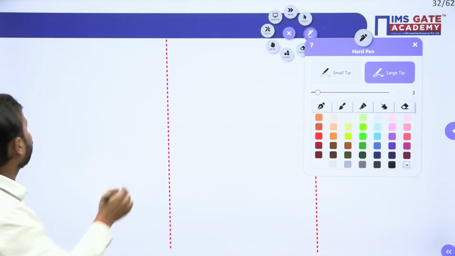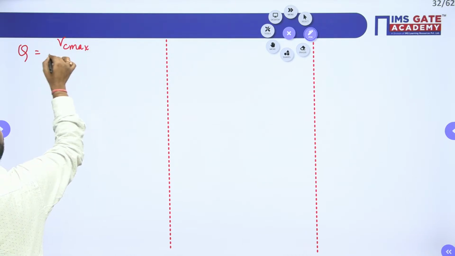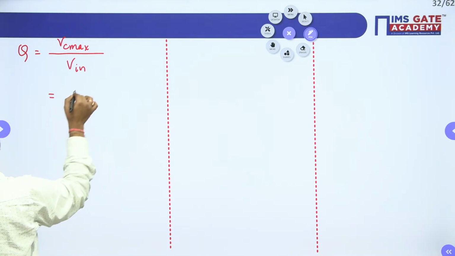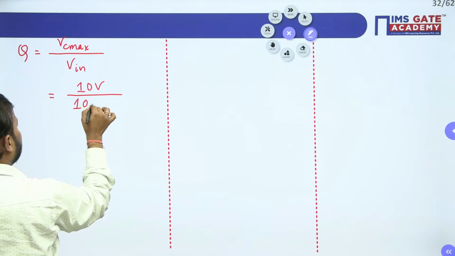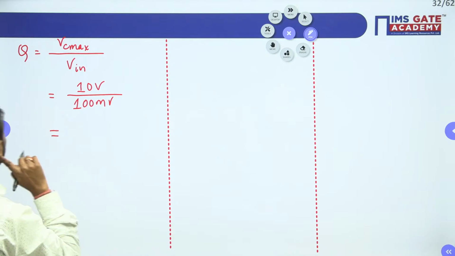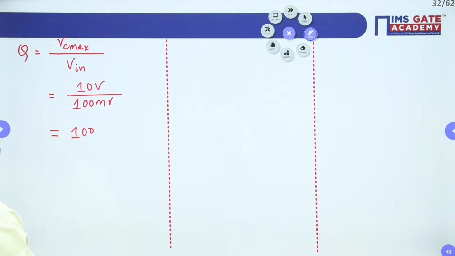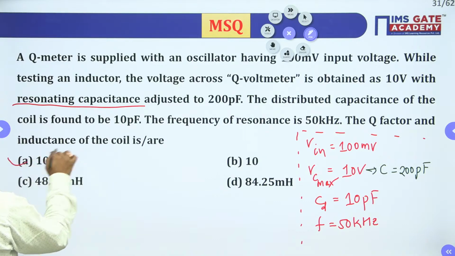Now see, the Q factor will be equal to Vc max, the capacitor voltage, divided by the input voltage. What is the capacitor voltage? 10 volt, divided by the input voltage, which is 100 millivolt. Let me check. Yes, 100 millivolt and capacitor voltage is 10 volt. On solving this, we will get the answer as 100, I guess. So the correct answer for Q is 100, which is given in option A.